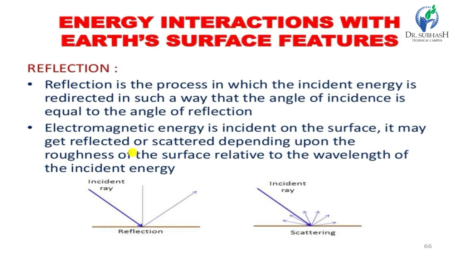Now we are moving to reflection. It is the process in which the incident energy is redirected in such a way that the angle of incidence is equal to the angle of reflection. That is called reflection. We have previously seen scattering. Scattering is different from reflection. In scattering, the angle is not properly defined, and the energy can travel in any direction without correlation to the angle.